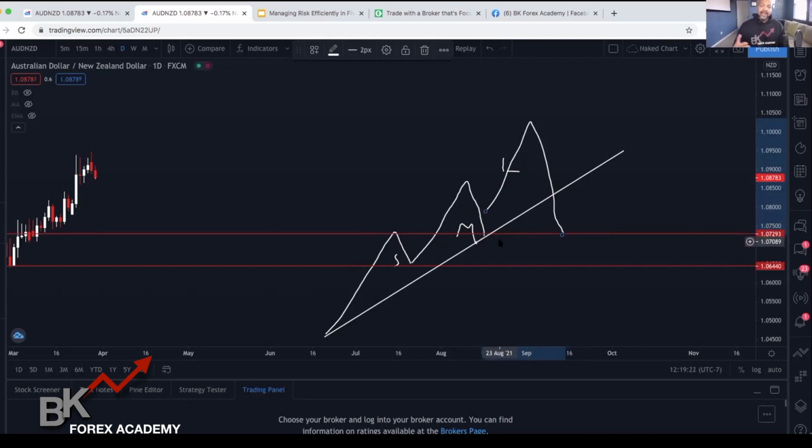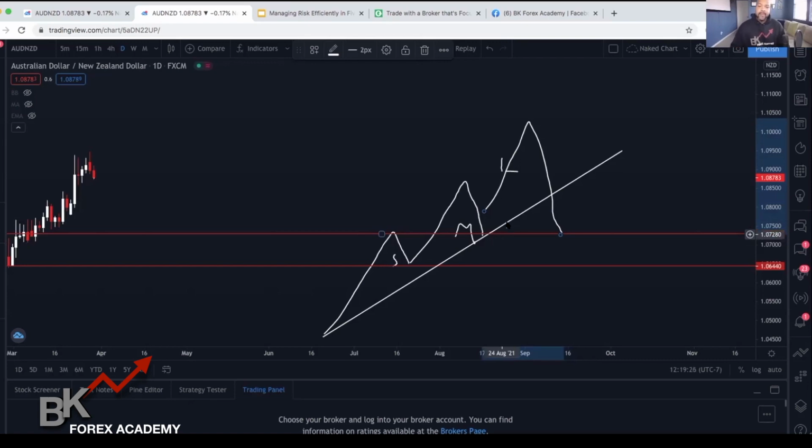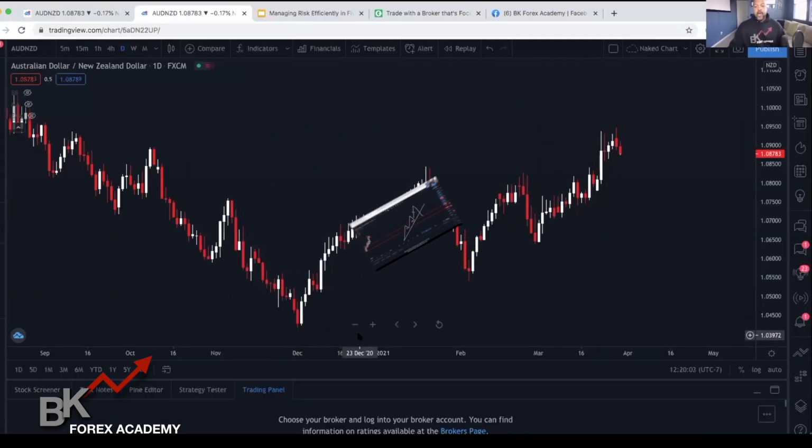Now let's go ahead and look at a live chart and mark that up and just compare what we've gone through so far. Okay, so now we have the Australian dollar and the New Zealand dollar. We're going to mark this chart up and see what we've learned based on what we've gone through before with the real chart.